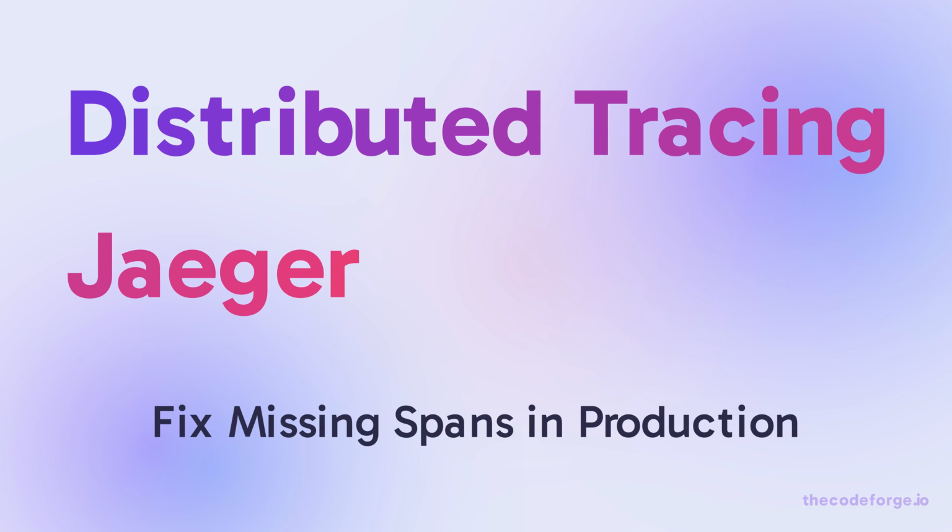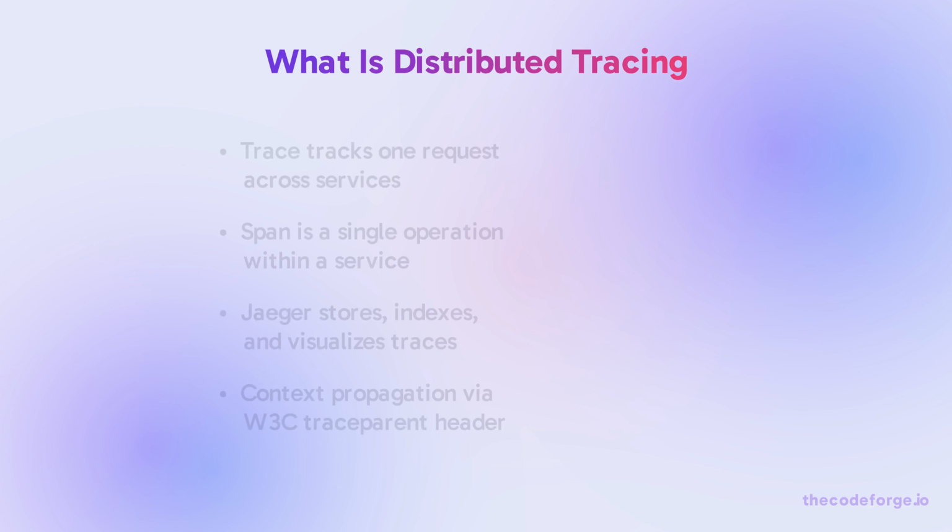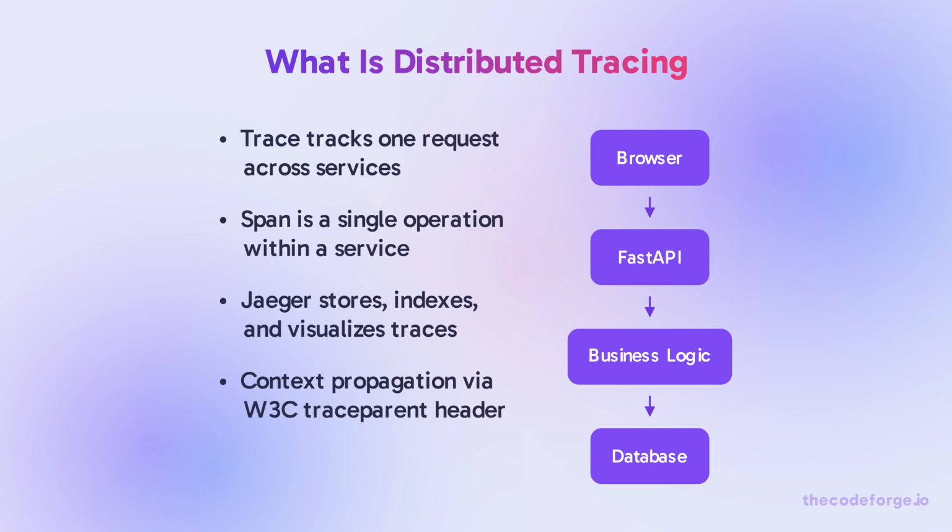Before we dig into that production issue, let's cover distributed tracing with Jaeger. Distributed tracing with Jaeger tracks a single request as it propagates through microservices by assigning a unique trace ID and attaching spans. Without correct propagation, spans become orphaned and the trace is incomplete.